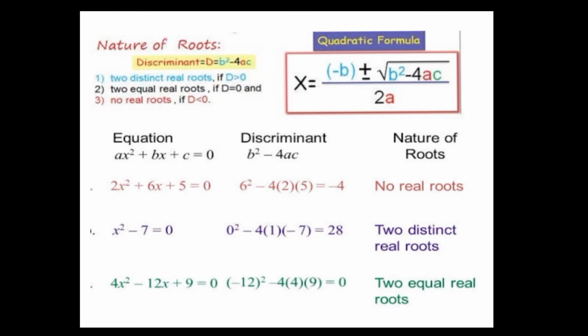So this is what distinct, real and no roots means. If you are getting minus, it doesn't have any roots. If you are getting positive numbers, it has two distinct roots. And if you are getting equal to 0, we have two equal real roots.